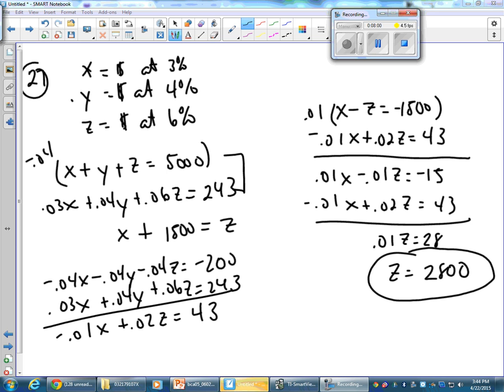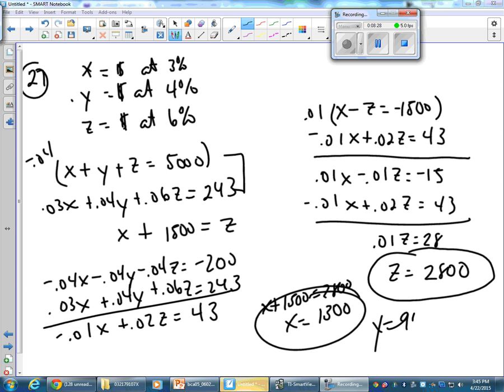Alright, so that's how much he invested at 6%. Now, x plus 1,500 equals z. So if x plus 1,500 equals 2,800, that means x, how much he invested at 3%, would have to be $1,300. And remember, there was a total of 5,000 invested, so if x is 1,300 and z is 2,800, then missing would be 900. I would have to have $900 at 4%.